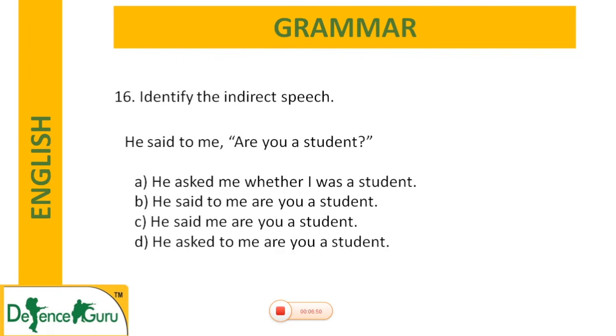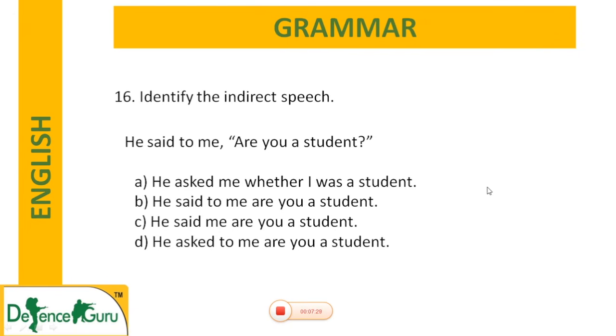Here indirect speech is there. He said to me, are you a student? Very simple question. I hope everyone can do it easily. So it is simply he asked me. He asked me if. Means here you need to use the conjunction if, because it's beginning with a helping verb. He asked me if or whether. So right now if is not used, whether is used, so that is appropriate, whether I was a student.